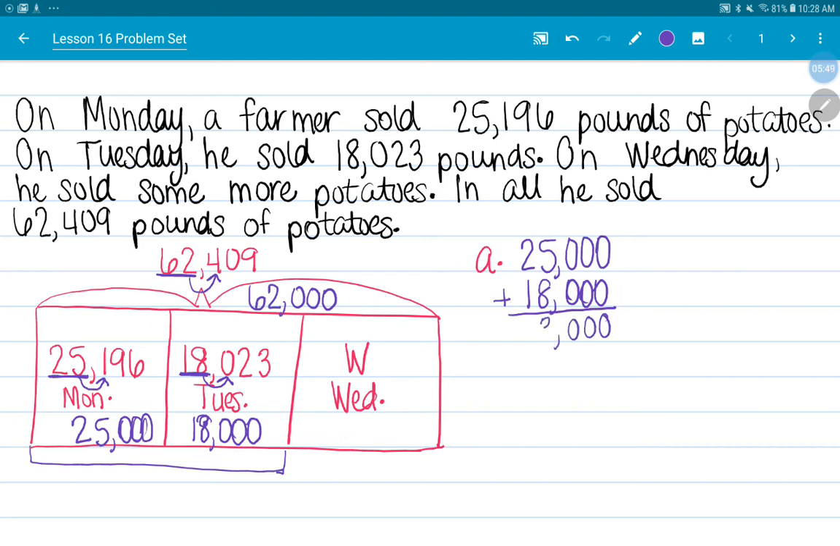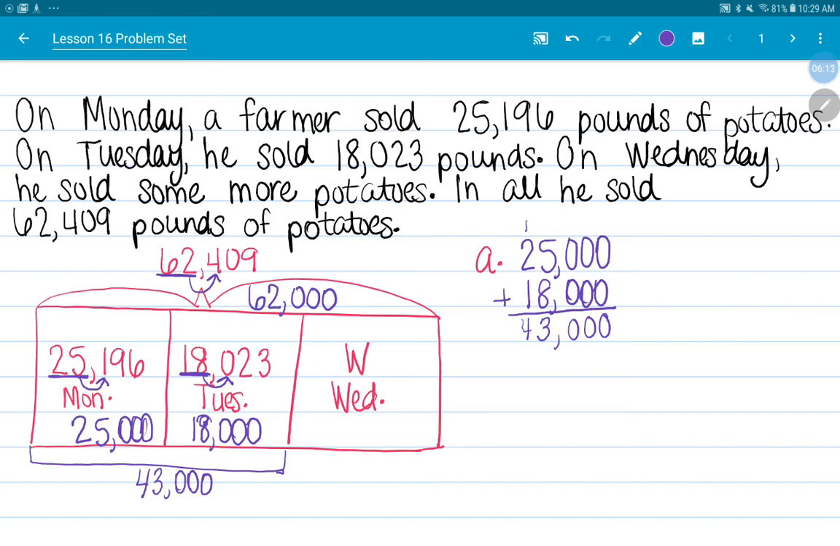So 5 plus 8 is 13. 1 plus 2 plus 1 is 4. So he sold about 43,000 pounds of potatoes on Monday and Tuesday. I'm solving for what he sold on Wednesday.